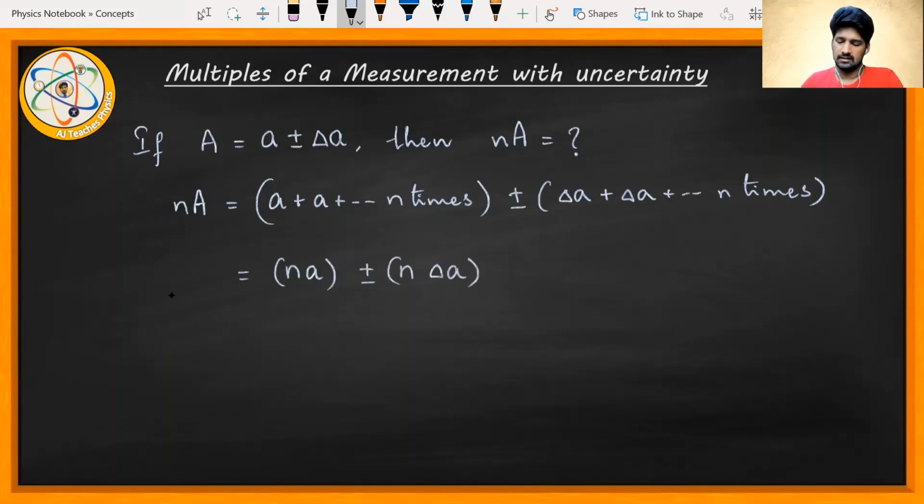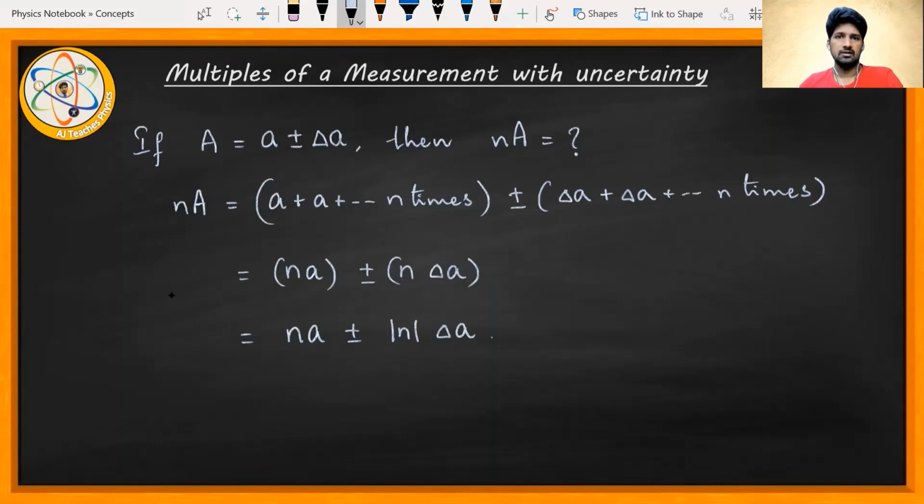Now there is a chance that n is a negative value. So to make it true in general, we express it this way: nA plus or minus modulus of n delta A. This is because uncertainties will always get added. Even if the measurement is multiplied with a negative sign, the uncertainty is to be kept as a positive value, as I have mentioned in my last video. So to make it a positive value always, we use the modulus sign. So this is how we express multiples of a measurement.